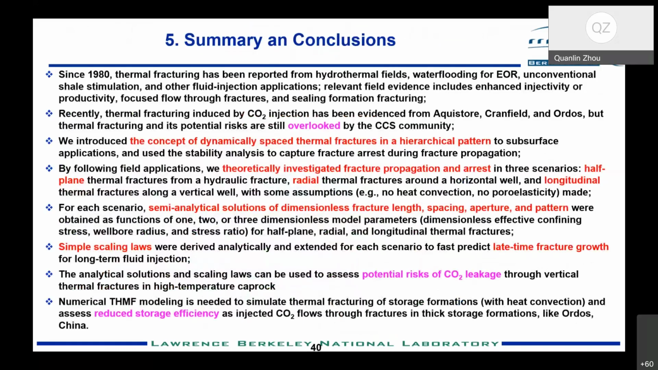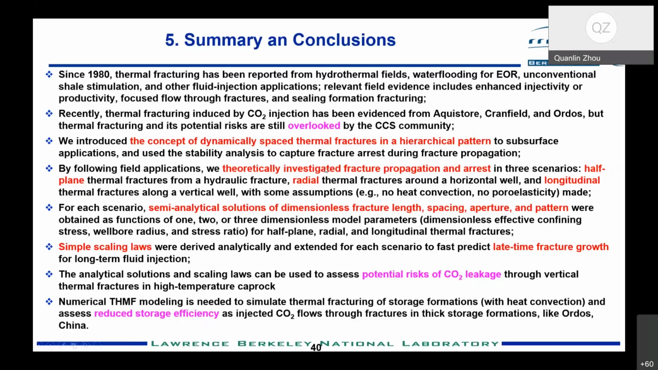I think maybe I'll spend 1 minute here. Of course we know thermal fracturing is not new, especially for other fields like water flooding and hydrothermal fields. Sometimes they use thermal fracturing to get benefit, like enhanced productivity. But recently we have thermal fracturing induced by CO2 injection reported at different sites. Overall, though, thermal fracturing and its potential risks are still overlooked by the CCS community.